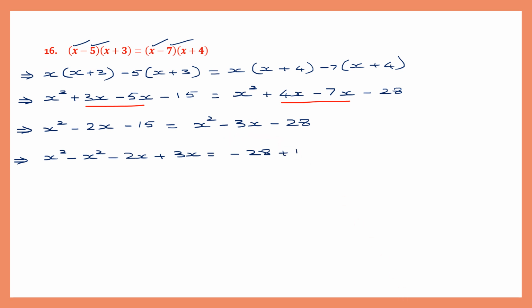So here x square minus x square, this will get cancelled. Now this minus 2x plus 3x, minus 2 plus 3 is 1, and that is 1x. That is equal to minus 28 plus 15. That is minus 13. So we have found the value of x, and x is minus 13.